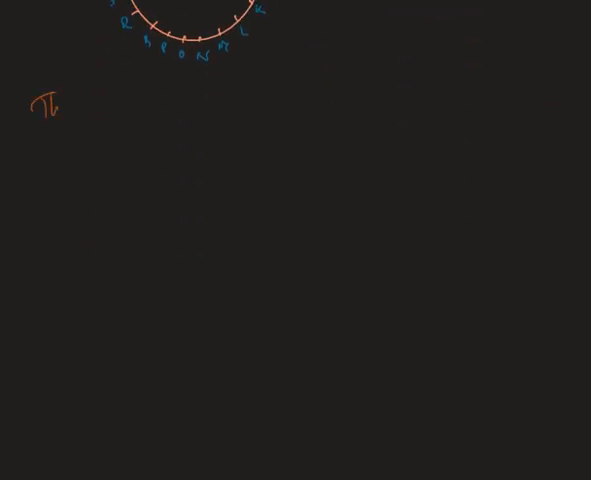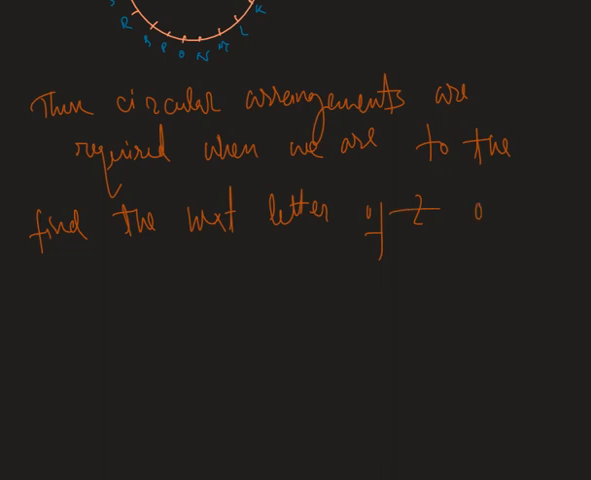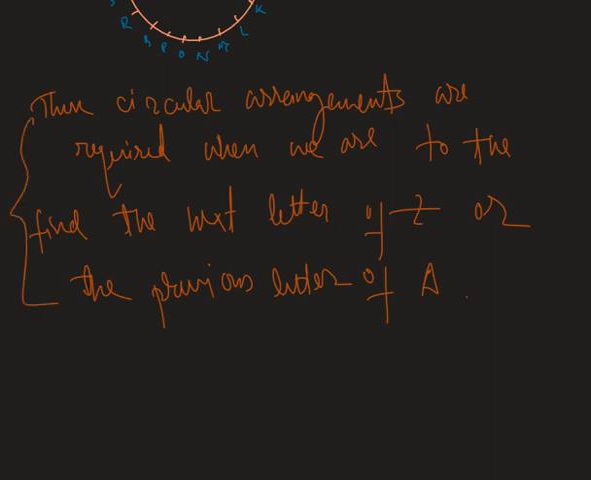And these circular arrangements are required when we are to find the next letter of Z or the previous letter of A, which we cannot find by linear arrangement.